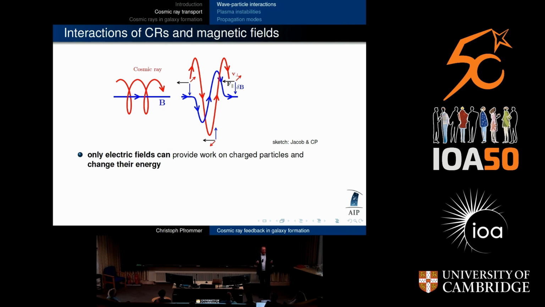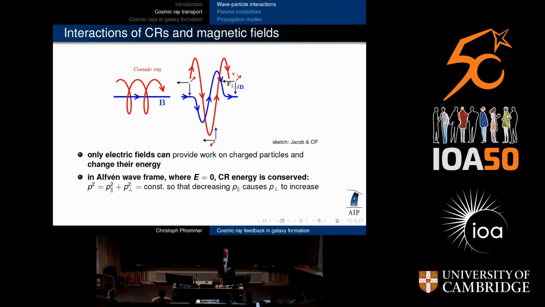Now, only electric fields can do work on particles. Remember your electrodynamics classes. So that means only an electric field can change the energy of a particle. In the Alfvén wave frame, where the electric field is zero, the cosmic ray energy is conserved. That means p squared is constant. If you decrease your parallel momentum, you must increase the perpendicular momentum. And this increases the so-called pitch angle cosine, so that's the angle between the magnetic field and your momentum vector.